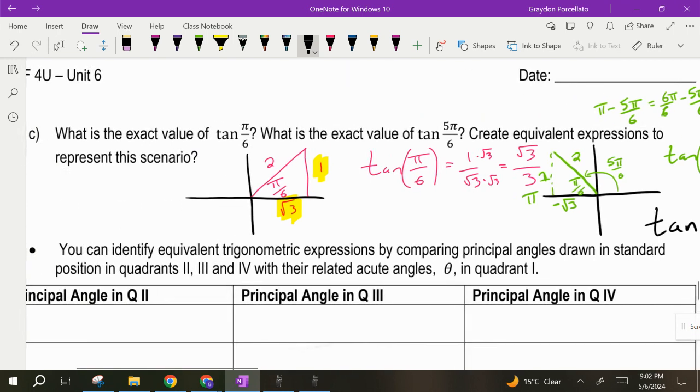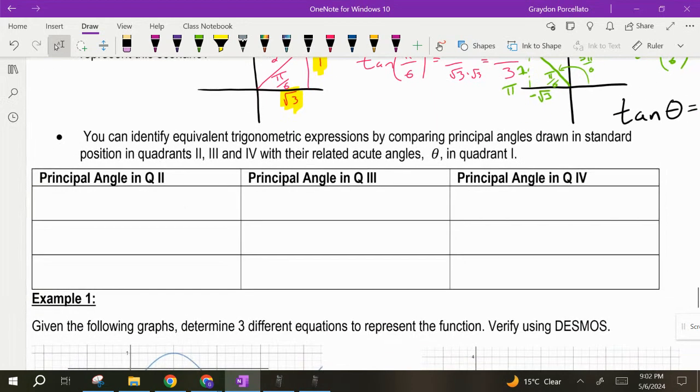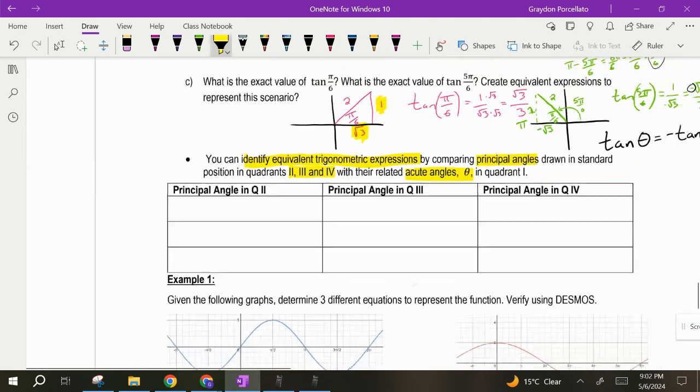So what we can actually do here is identify equivalent trig expressions by comparing principal angles drawn in standard position in all three of the quadrants. And we can compare those with their related acute angles, theta. No matter what quadrant I draw these in, theta is my related acute angle. So let's take a look here.